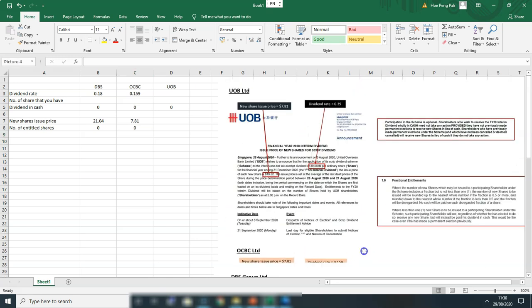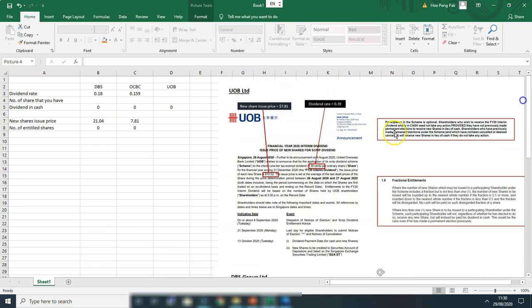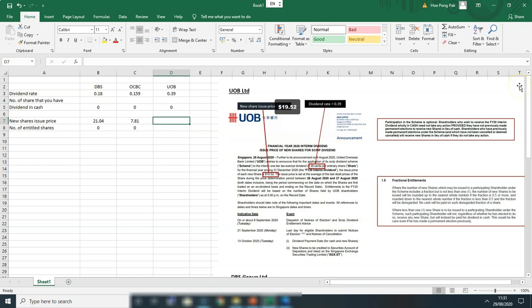So now we come next to the UOB. UOB says that the dividend rate is 39 cents. And of course, you need to know the number of shares that you have. And again, down here, the issue price for the new shares is $19.52. And the fractional entitlement is the same as that of DBS. So we can just copy over from DBS.